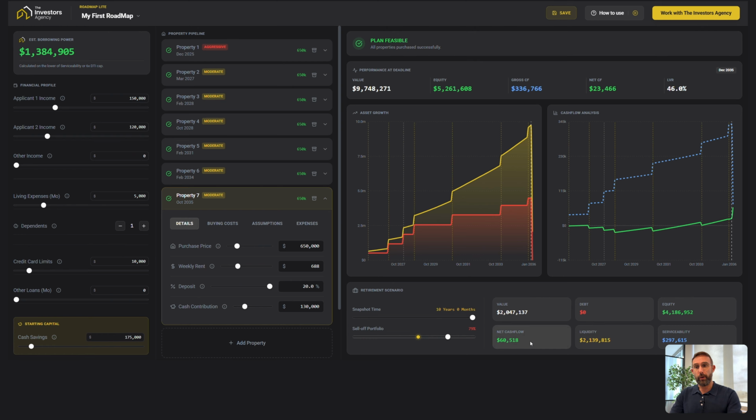By doing so, though, you are reducing your net cash flow because you're reducing the amount of assets that will create that cash flow for you. You're also reducing the portfolio value as a whole. So depending on how you want to structure your goals and how far away they are for you, you'll be able to simulate these scenarios with the RoadMap Lite.